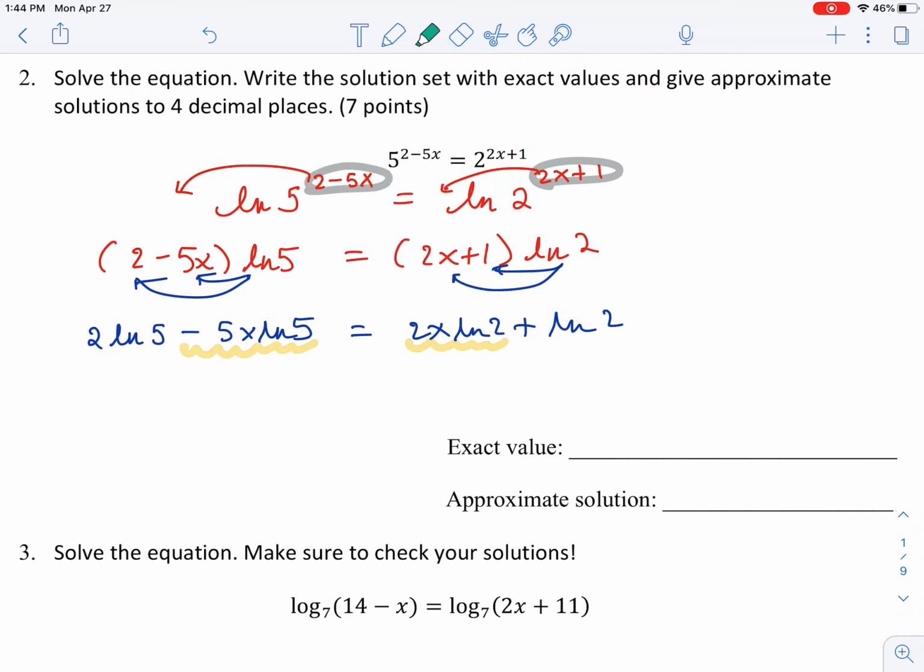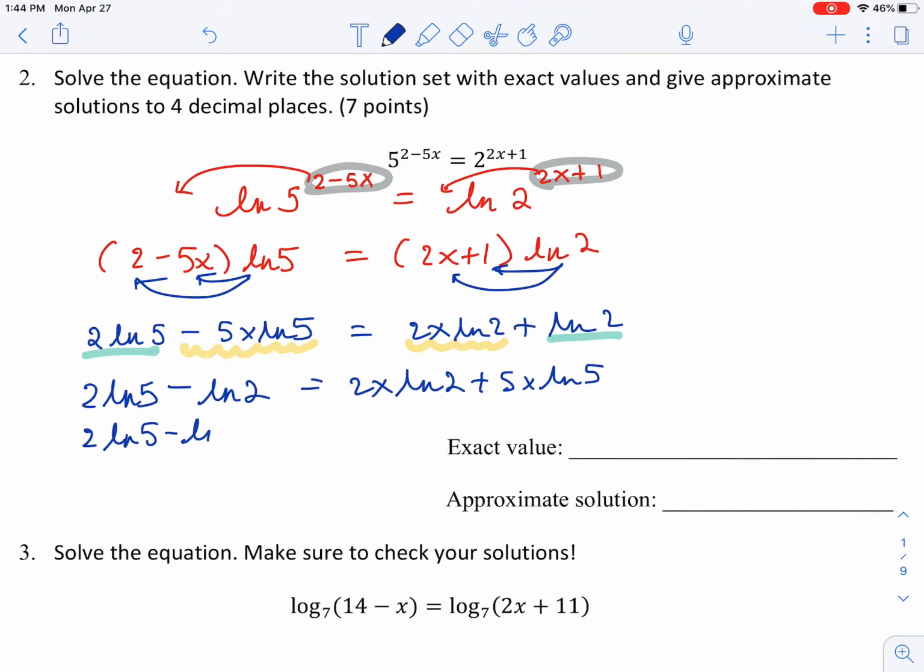What I underlined in green, they don't have x in it. So I'll keep them to the left. I'll have 2 ln 5 minus ln 2 equals 2x natural log of 2 plus 5x natural log of 5. Okay? The left side just has to wait for a second because I'm going to now factor out these x's. I'm going to factor out the x and have 2 natural log of 2 plus 5 natural log of 5 left in there.